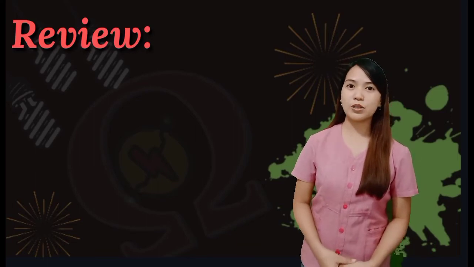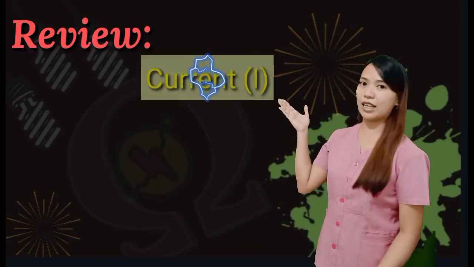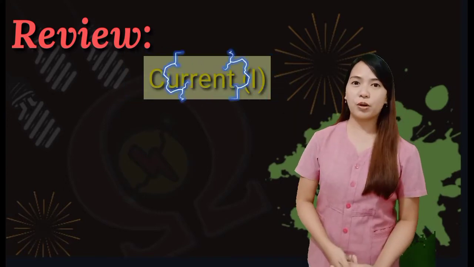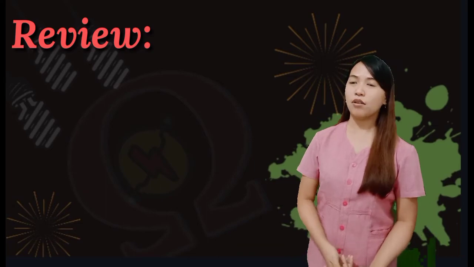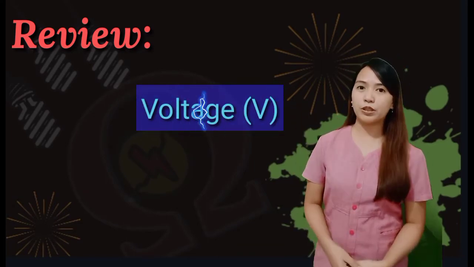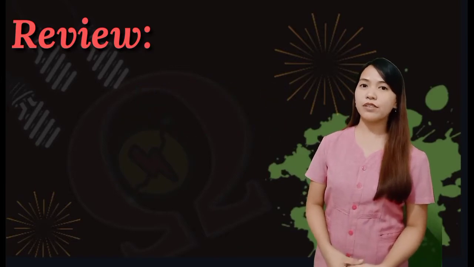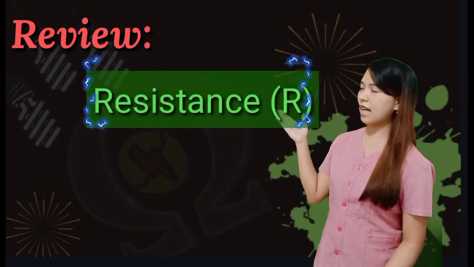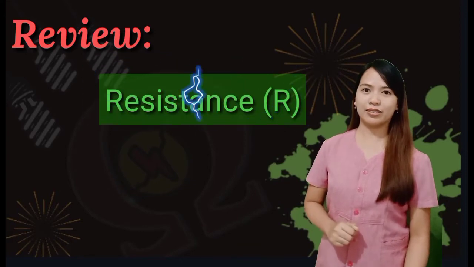Let's have a short review. The flow of electrons in a material such as wire is known as current, or capital letter I. The driving force, or the electrical pressure behind the current to flow, is known as voltage, or capital letter V. And the property of the material that limits the current flow is known as resistance, or capital letter R.